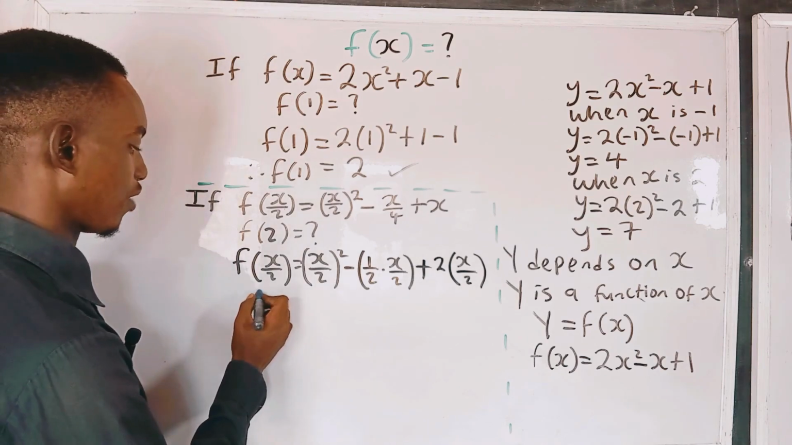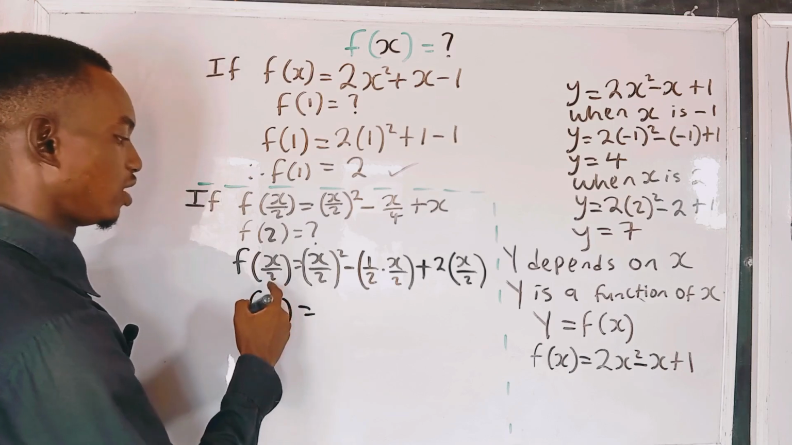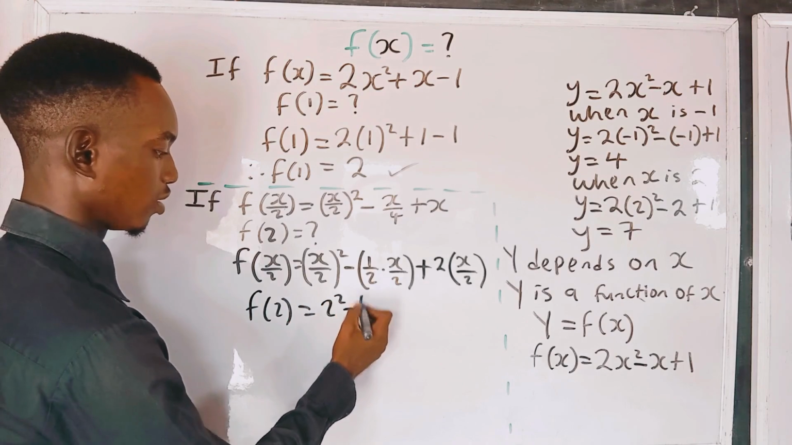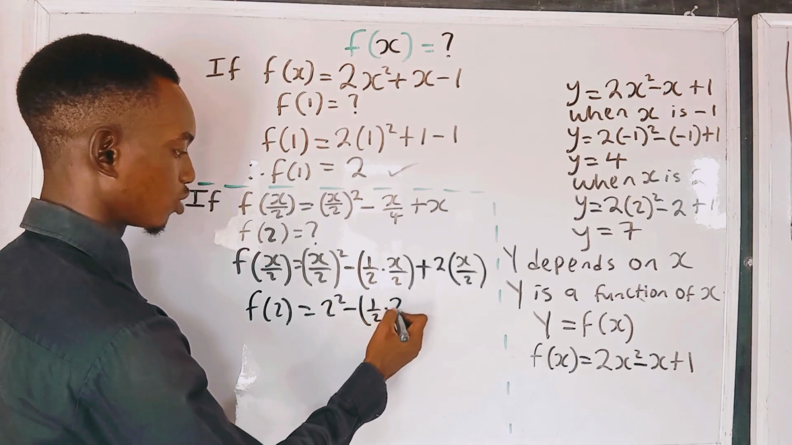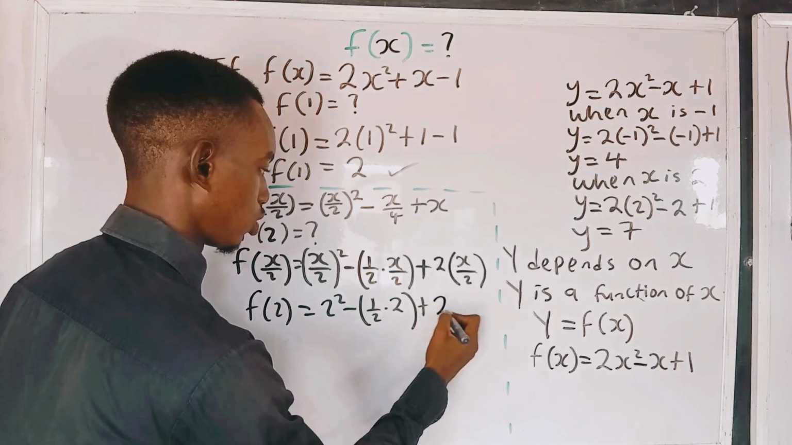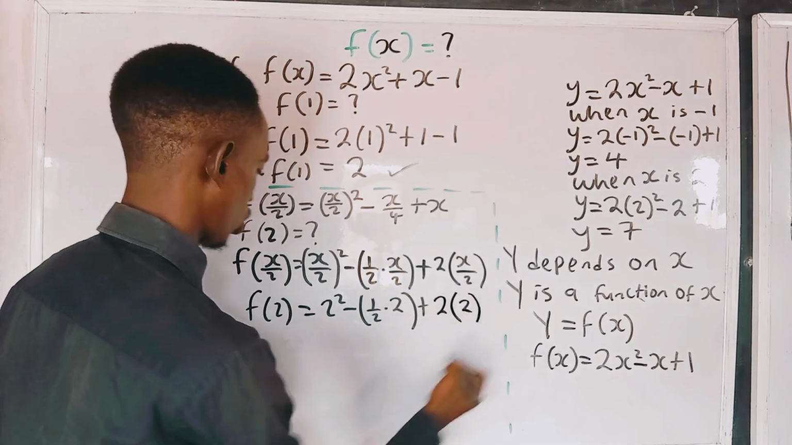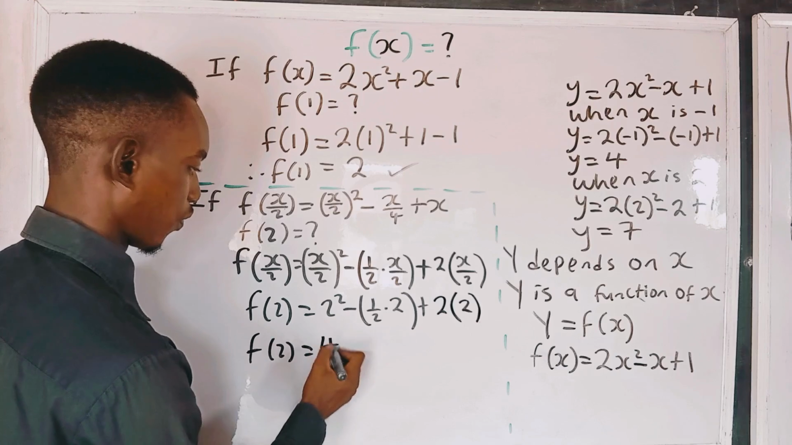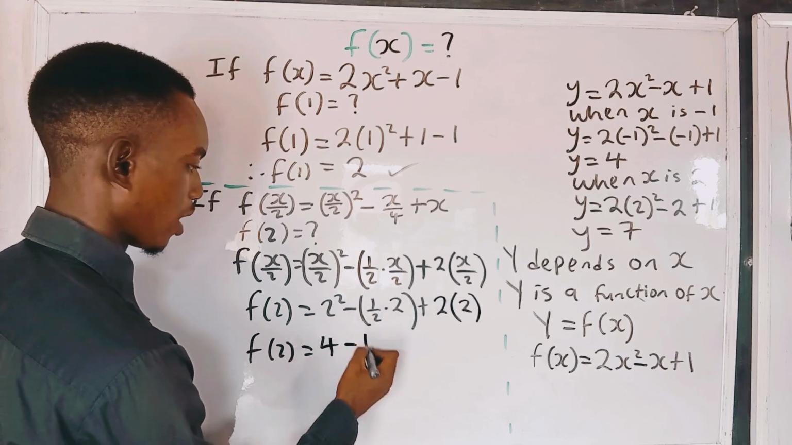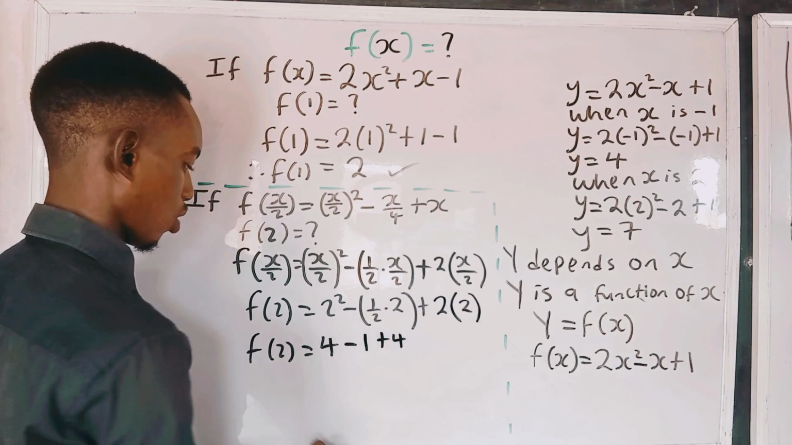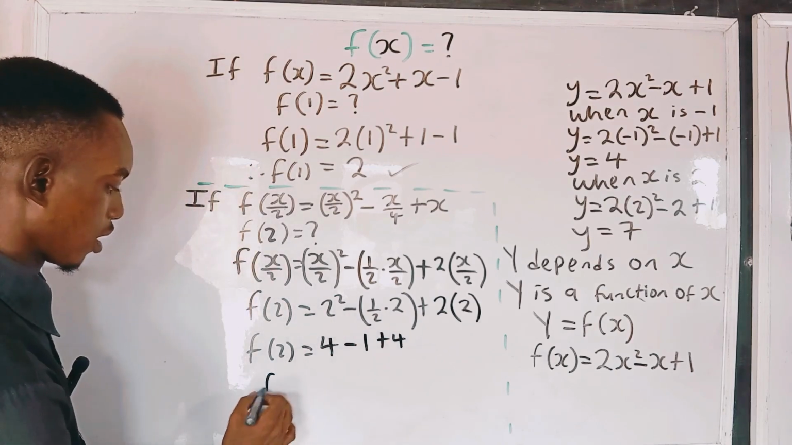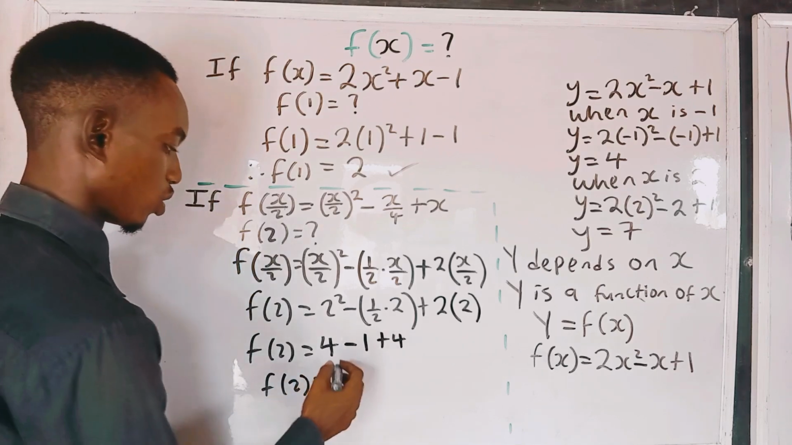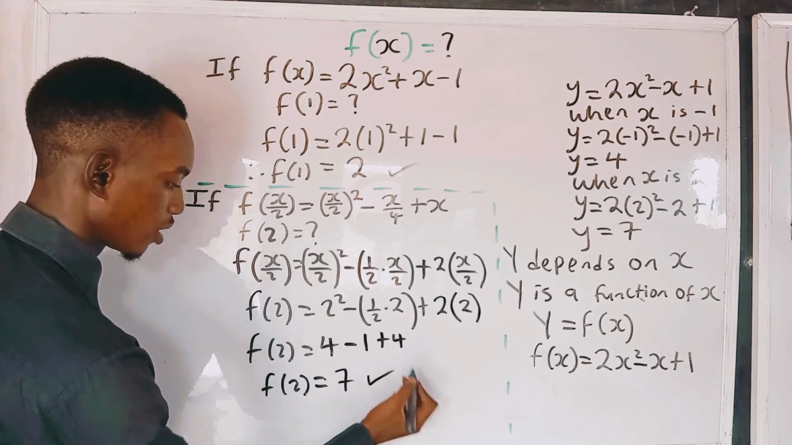Now we can find f of 2. Wherever we see this at the right hand side, we put 2. So we have 2 squared minus 1 over 2 times 2, then plus 2 times 2. So f of 2 will now be 2 squared is what? 4, minus half of 2 is 1, plus what? 4. So therefore, f of 2 will now be 4 minus 1 is what? 3. 3 plus 4 is what? 7. f of 2 is 7.